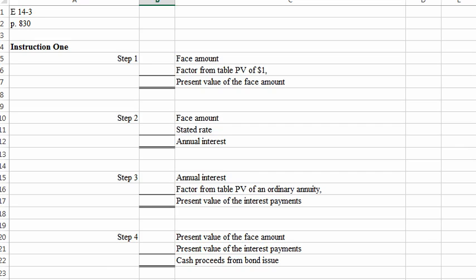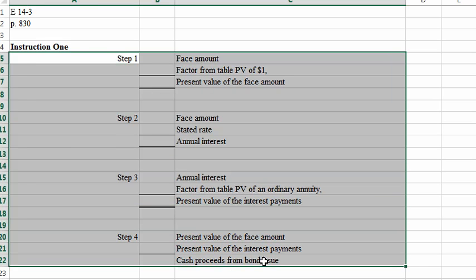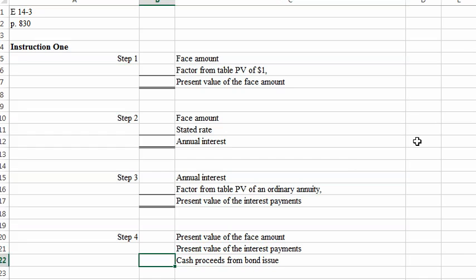Well, you should probably be old pros at this by now. Really what we're doing in exercise 14.2 and what we're going to do first here, these first 4 steps, get you to this number, which will be your debit to cash on number 2, the second instruction. So let's go through and determine the cash proceeds from the bond issue first. The face amount was $80 million.